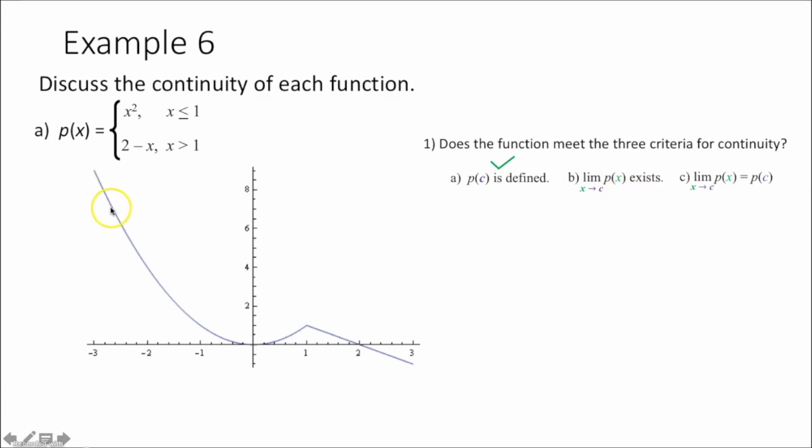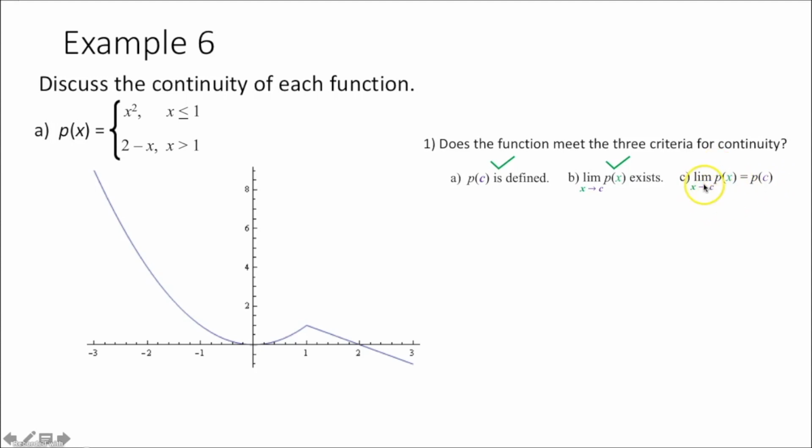Well, yeah, since we have a function that is defined everywhere and these two meet up right here, the limit as x approaches c of p of x would exist for all x equals c. Lastly, we want to know, does the limit as x approaches c of p of x equal p of c for all x equals c?